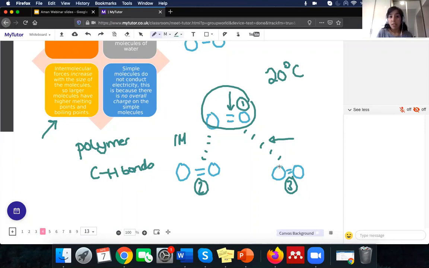And for that reason, there are no electrons available to carry any current. So remember, in ionic bonding, when we melt a solid, it becomes a liquid, and so the ions can move, and that's what carries a current through a giant ionic structure. Whereas in molecules, there are no free electrons to carry any charge, there are no ions, so that means that simple molecules do not conduct electricity.